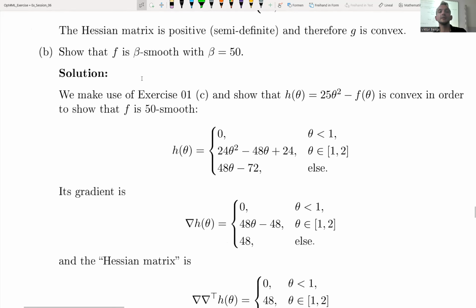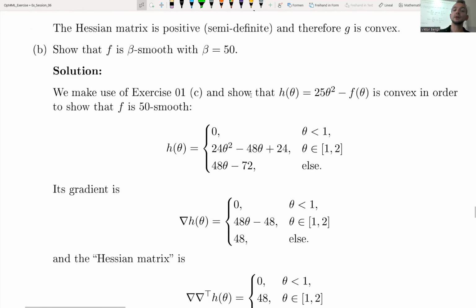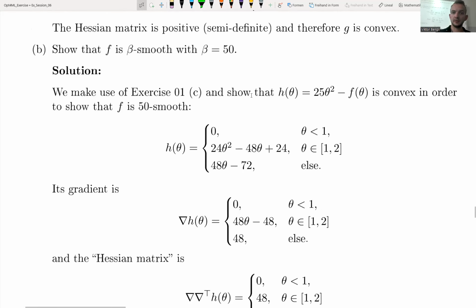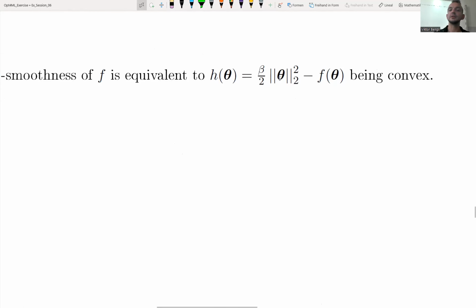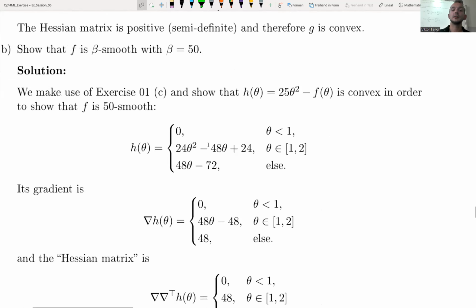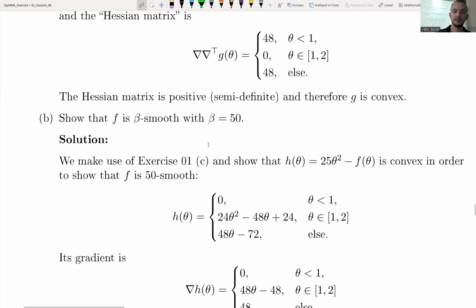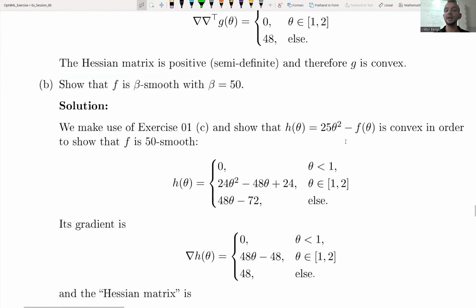Now we do the same, more or less, to show that f is beta smooth, where we make use of the other quite handy result we had, namely that beta smoothness of the function f is equivalent to this auxiliary function, with the beta coefficient appearing here, being convex. What we get for the function h is then, plugging in the beta, 50, dividing it by 2 gives us 25 theta squared minus f of theta.